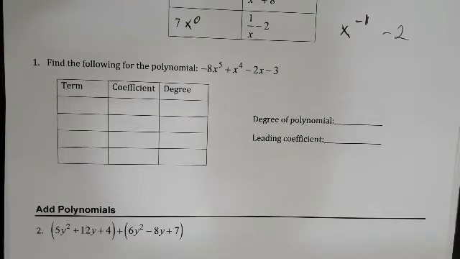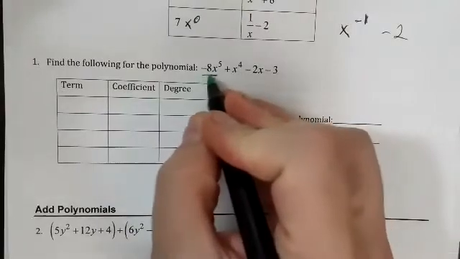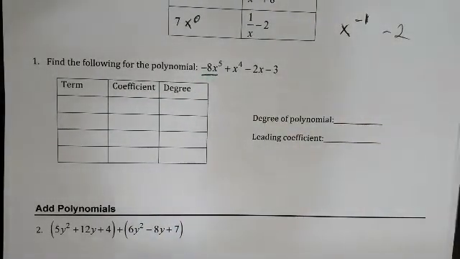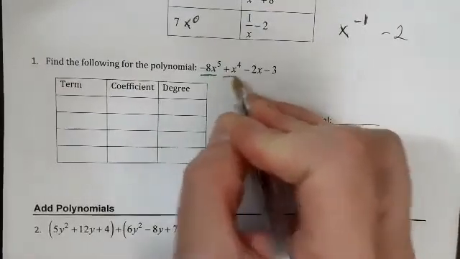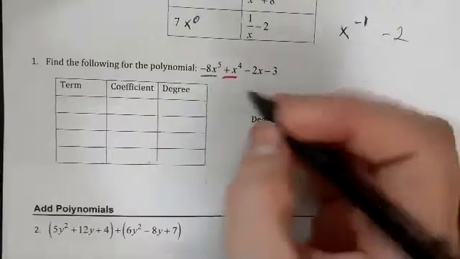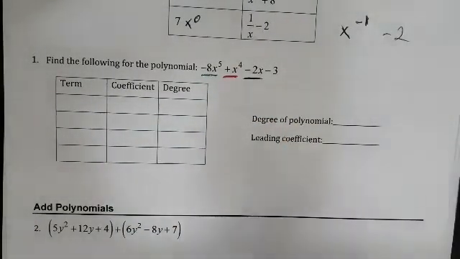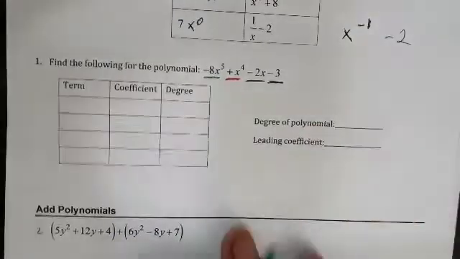Multicolor this right quick. Okay, so let's look at this. I want to underline term by term: minus 8x to the 5th is the first thing I see. Plus x to the 4th. And you should really grab the sign of x here, because this is a minus 2x. And the last thing I see here is a minus 3.